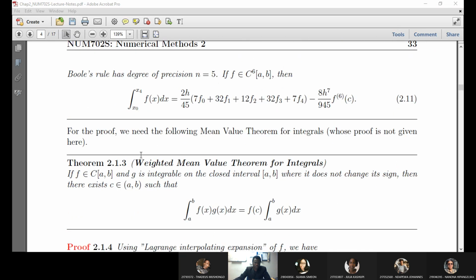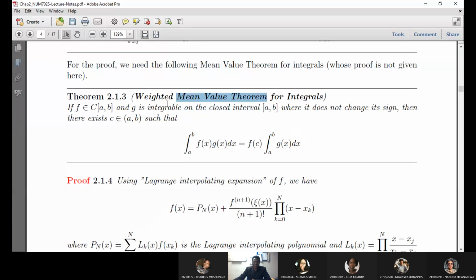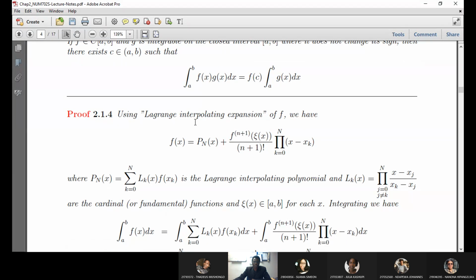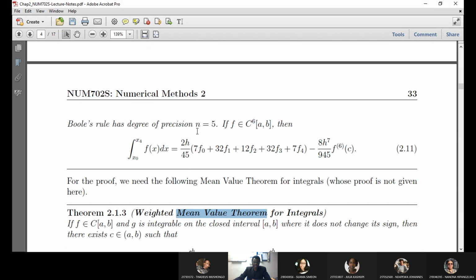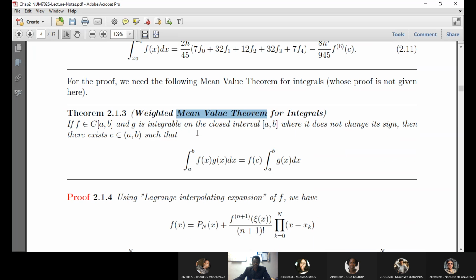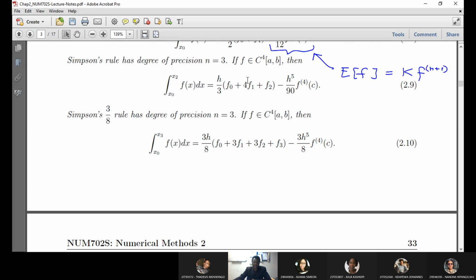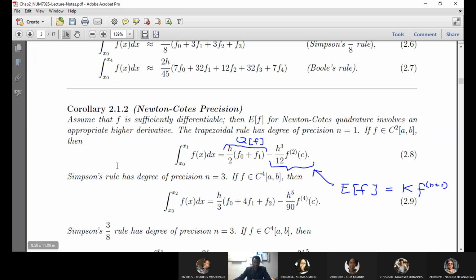And now for the proof, we need the weighted mean value theorem for integrals. The theorem that you know is the mean value theorem. You know this theorem. But now we have a version for integrals, which is called the weighted mean value theorem for integrals. That is a theorem that we use to prove these formulas. And for that, because this is a Newton-Cotes formula, don't forget.